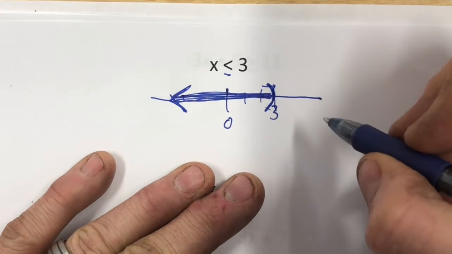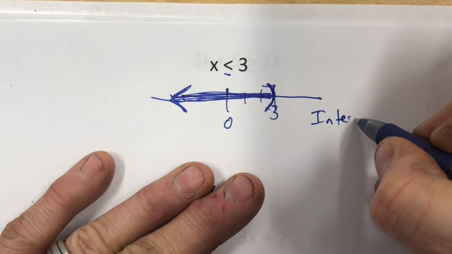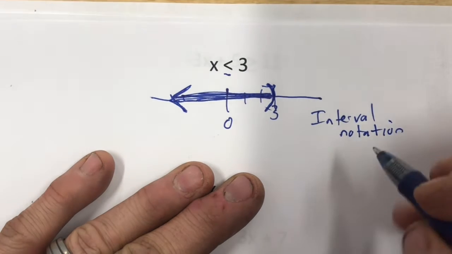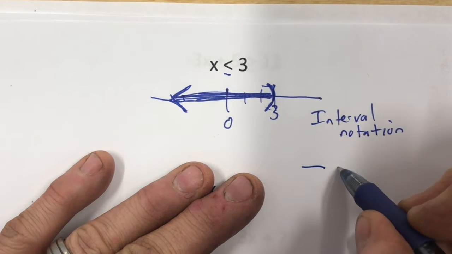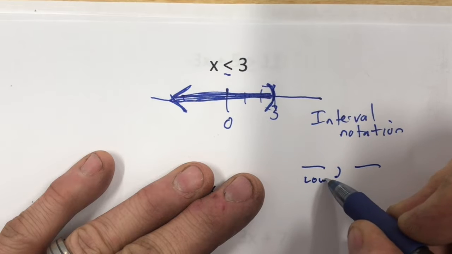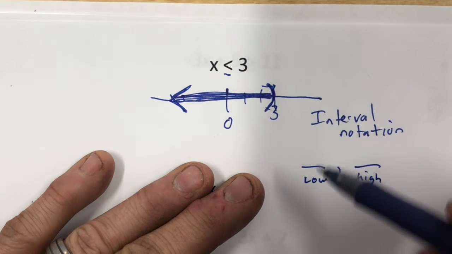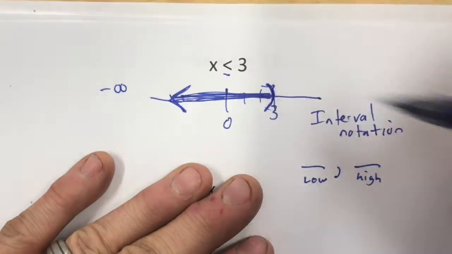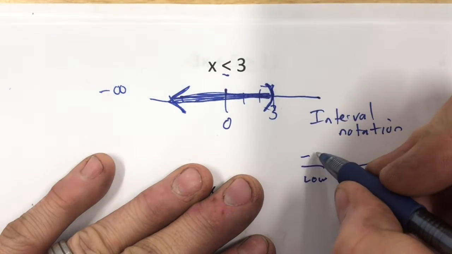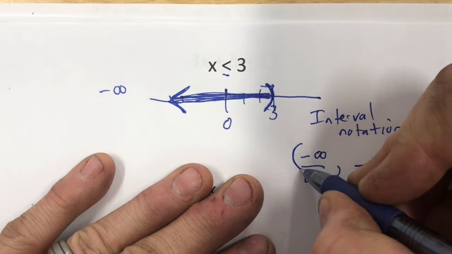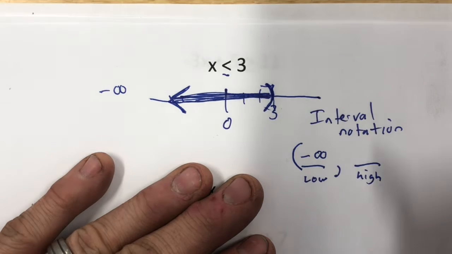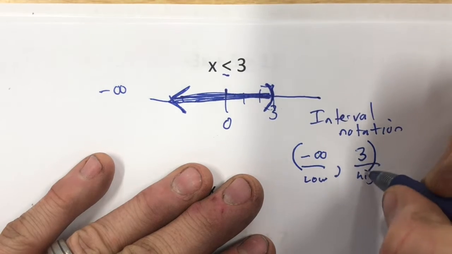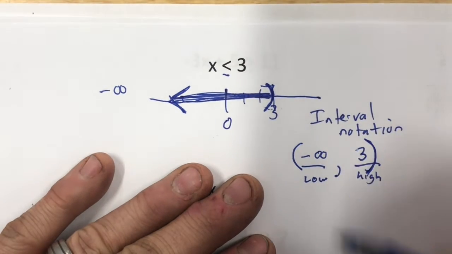Now, in an interval, we call this interval notation. In interval notation, you have a low, comma, and you have a high. This is the low, this is the high. The lowest this goes, we'll see it goes forever, so it goes that way to negative infinity. So that's my low, negative infinity. And we put a parenthesis on that because that's a value you never do get to. The high is this 3 right here. 3 is the high, and it's not included, so I put a parenthesis on it. If it was included, I'd put a bracket.